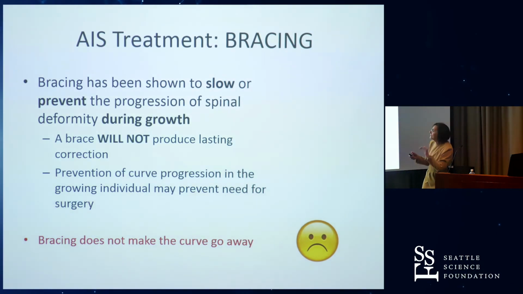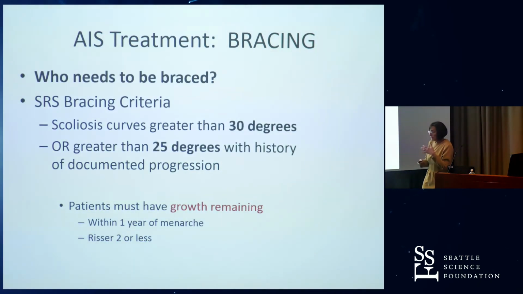I apologize. So braces don't make the curve go away. They can only keep a curve from getting bigger if it's going to get bigger. And they don't necessarily work for everybody. The expectation would be that when you're looking at somebody in a brace, their spine will be straighter, but when you take the brace off, eventually they will go back to the curvature that they were in prior to initiating the bracing. We talk about bracing curves 30 degrees or more. You must have growth remaining, so they must be within a year of menarche and at least Risser 2 or less.